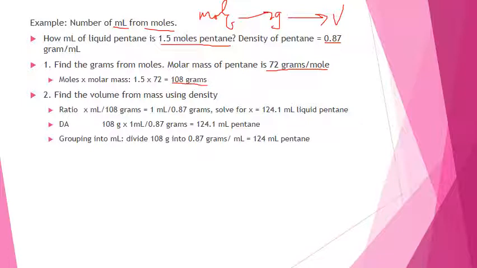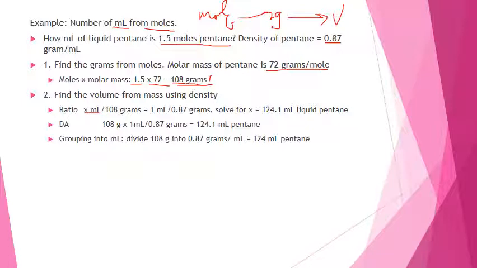And you could use dimensional analysis or a ratio, but remember a quick way to figure out grams from moles: moles times molar mass is how many grams you have. So now I have 108 grams of pentane. Right. The density is 0.87 grams per mil, and we could go over different ways to do it.